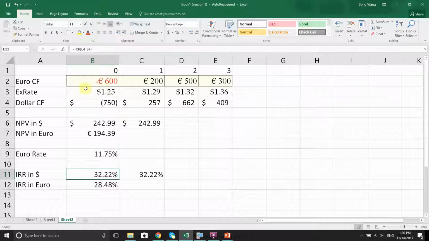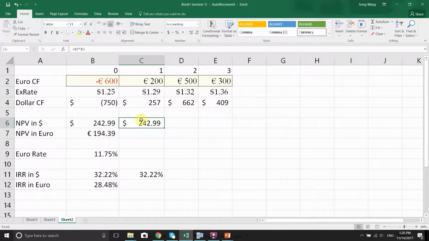So here our goal is to solve for the dollar NPV based on the euro cash flow, and solve for the dollar IRR based on the euro cash flow. And for each method, NPV and IRR, there are two ways to solve for it. These two ways will be tested in your final exam.